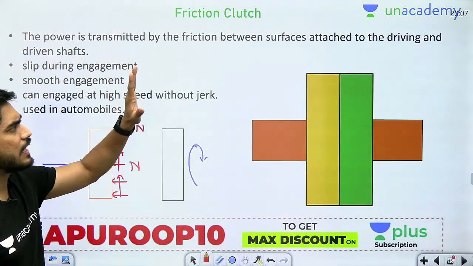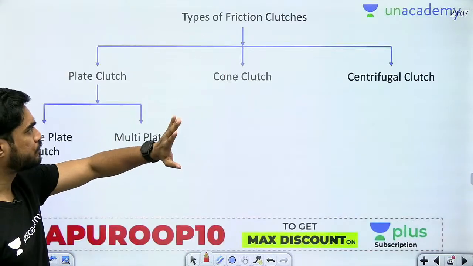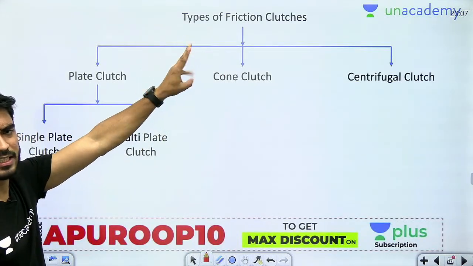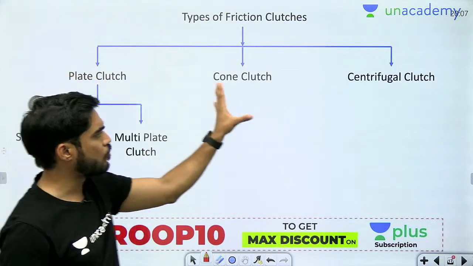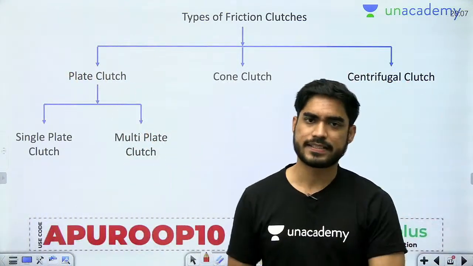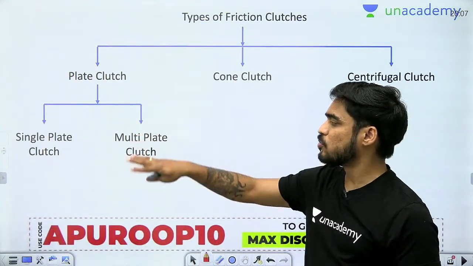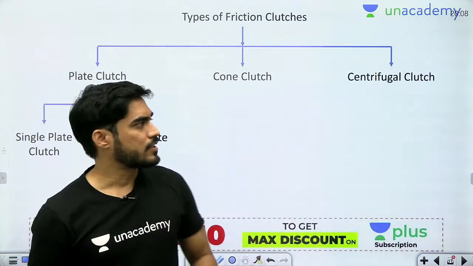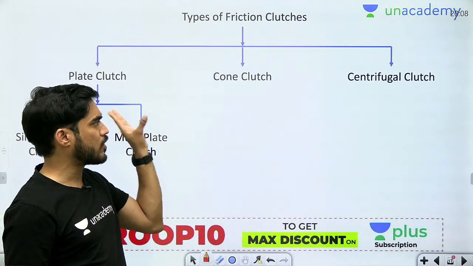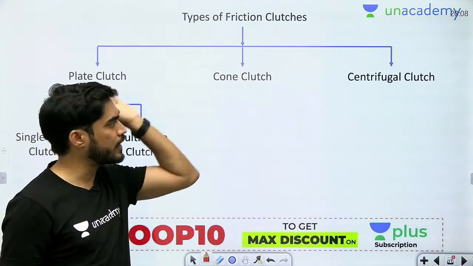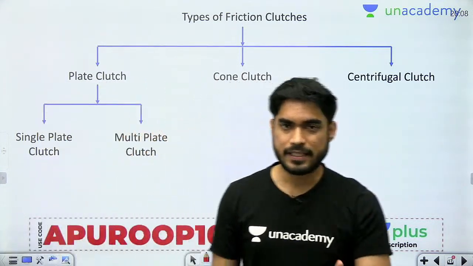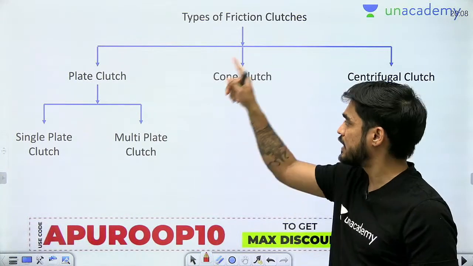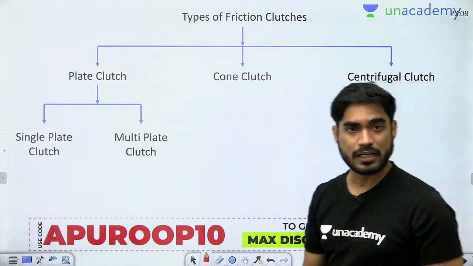Now beta, friction clutches are of different types. So there are 3 types of friction clutches: plate clutch, cone clutch and centrifugal clutch. Then plate clutches are of two types, single plate clutch and multi plate clutch. Okay, we need to see the design process of all these three clutches. We have to study all three clutches and see the design process of each: plate clutch, cone clutch and centrifugal clutch.